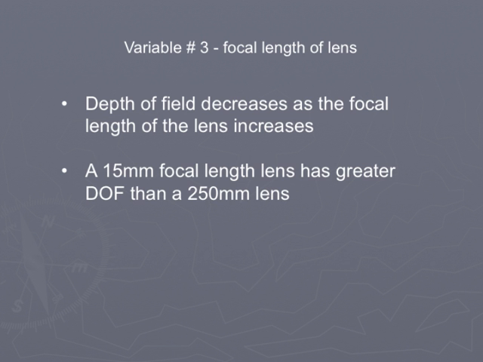So now here's variable number 3, the focal length of the lens. Basically what we're talking about is that focal length is the amount of things that we see within the view of our camera. As we increase that focal length, the depth of field will decrease. So if we're using a wide angle lens, which would be maybe a 15 millimeter focal length lens, it's going to have a greater amount of depth of field. More things are going to be sharp than with a 250 millimeter lens, which is a telephoto lens, where it kind of zooms in on our subject. Less in the background is going to be sharp with the 250 millimeter lens.